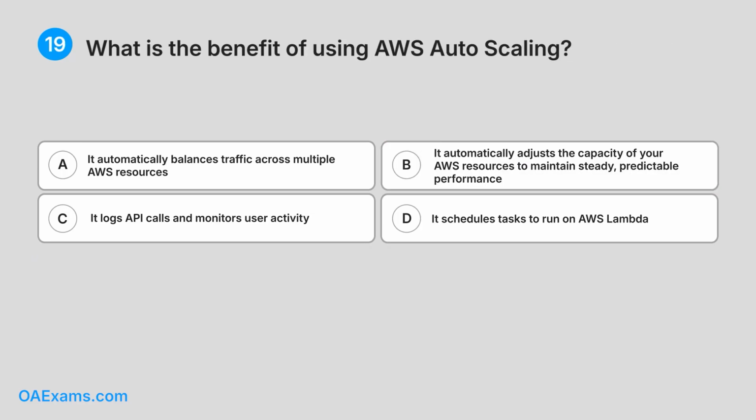19. What is the benefit of using AWS Auto Scaling? A. It automatically balances traffic across multiple AWS resources. B. It automatically adjusts the capacity of your AWS resources to maintain steady, predictable performance. C. It logs API calls and monitors user activity. D. It schedules tasks to run on AWS Lambda. What do you think is the answer?